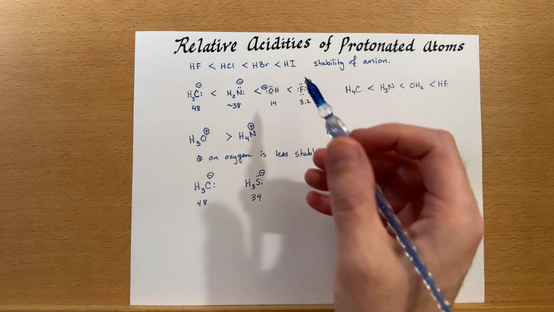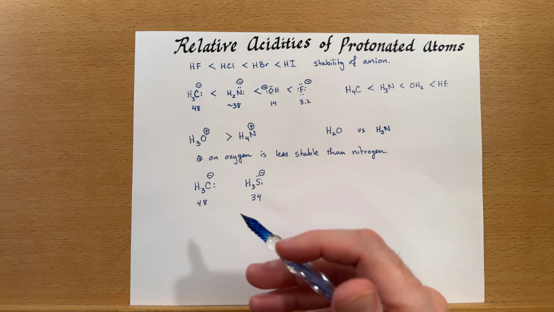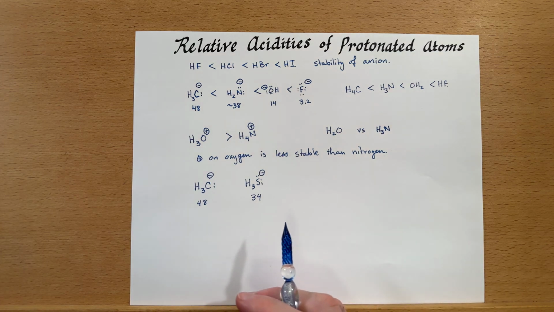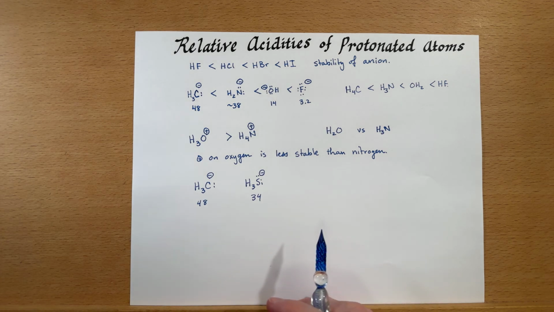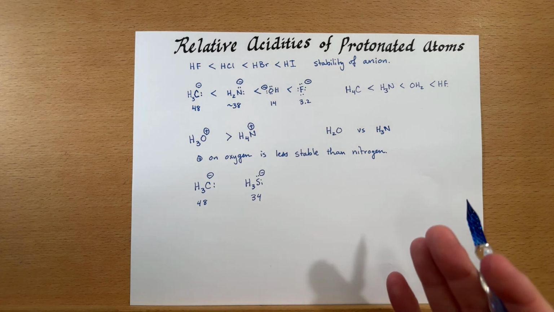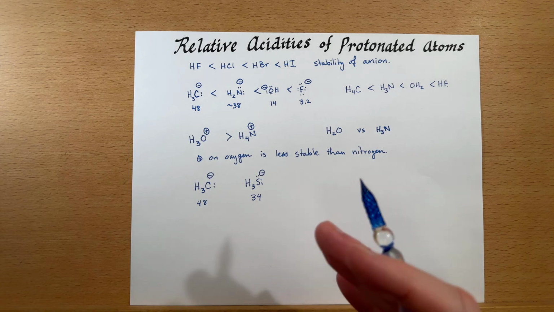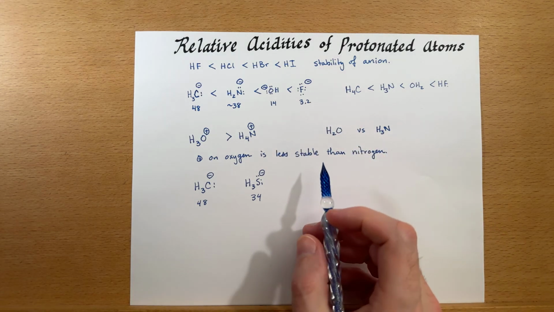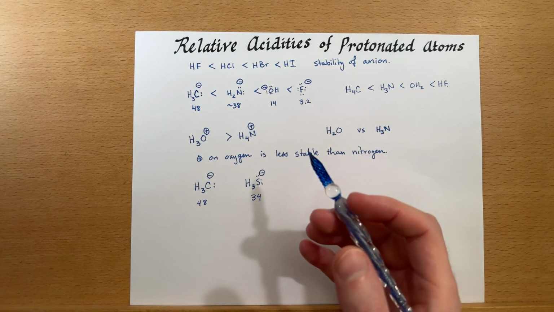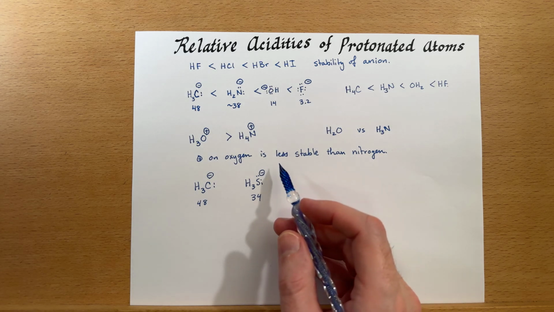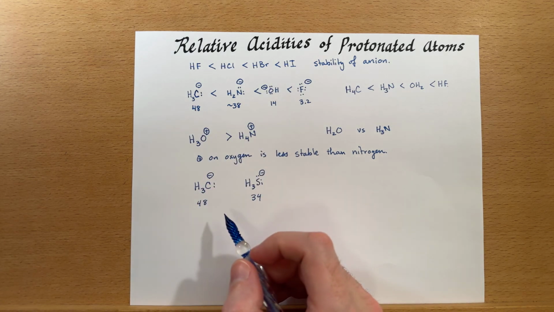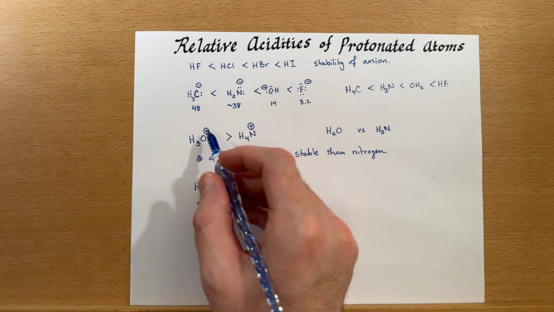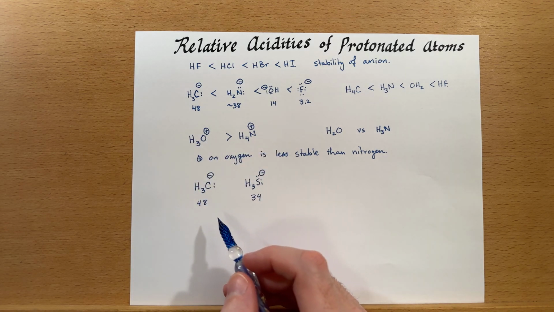So, larger atoms generally mean more stable anions. More electronegativity generally means a better stability in the anion. And if we have positive charges, that will be less stable on the more electronegative element, and so that will be greater acidity in that case.